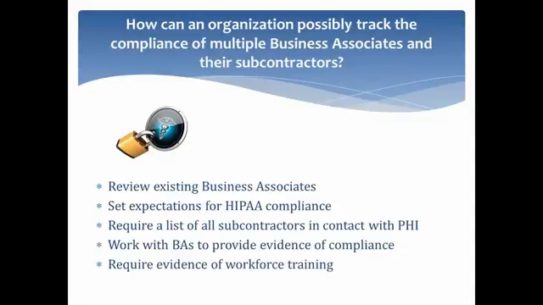How can an organization possibly track the compliance of all these different business associates and their subcontractors? Well, it's a tough question because in the past, I think a lot of organizations were a little bit loose with maintaining good lists of who their business associates are. There's guidance out on the Health and Human Services websites about who business associates are or could be, and they're companies that come in contact with protected health information.